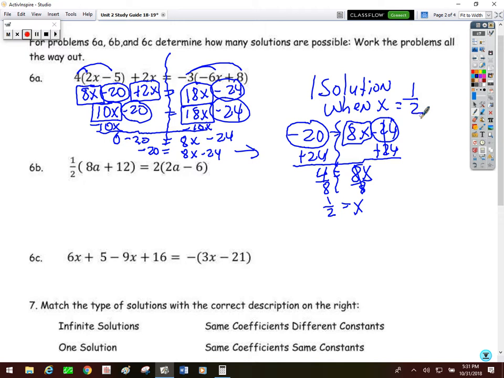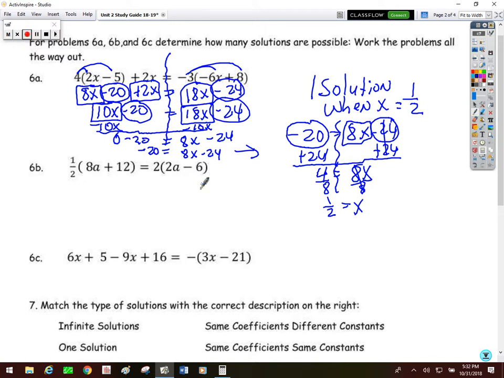All right, so let's go back and make sure real quick. 4 times 2 is 8. 4 times negative 5 is negative 20 plus 2x. Then negative 3 times negative 6 is a positive 18. Negative 3 times positive 8 is a negative 24. Okay, so always go back and check, make sure you haven't missed any signs. And you can actually go back and plug this in, and we still should get the same answer on the left side as the right side. Okay? All right, let's keep going on the next one.